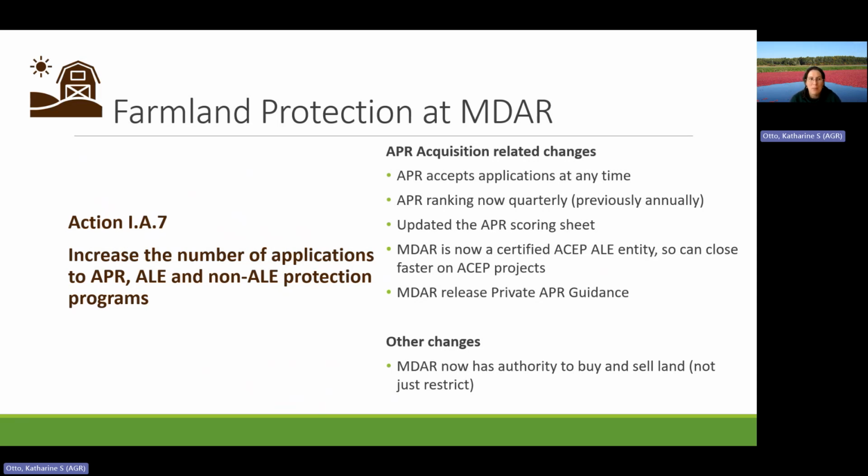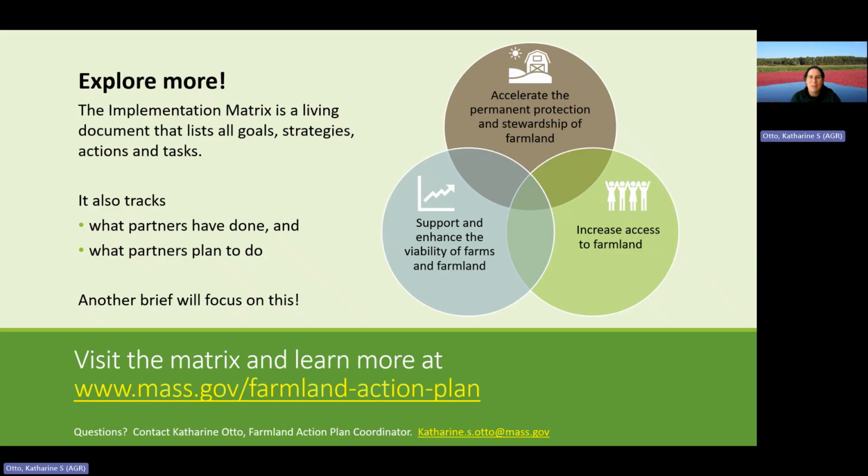And also in the last month or two, we released private APR guidance. Private APRs are where the APR is held by an entity other than MDAR, usually a municipality, land trust, or similar entity. Another advancement in this area, which is good to recognize, is that MDAR now has the authority to buy and sell land. Previously, they could only restrict land, they couldn't actually hold land themselves. And that gives us some extra opportunities on how we protect land and how we also access land for the future.